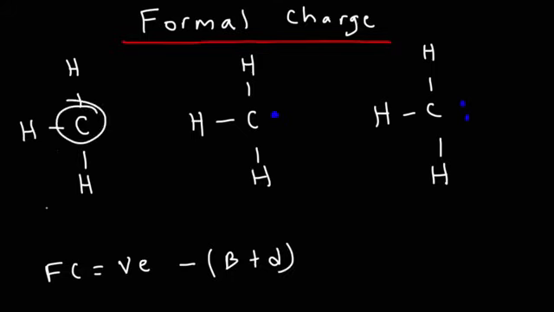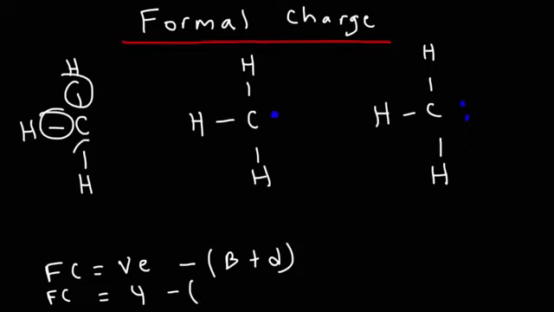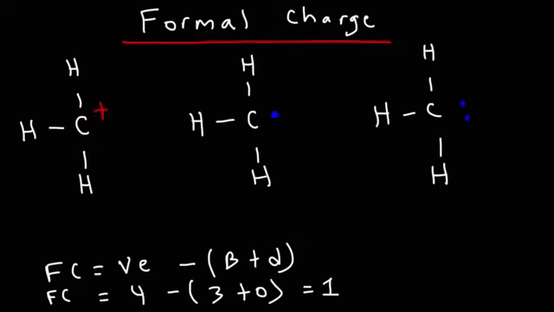So for the first example, carbon has 4 valence electrons. It's in group 4A of the periodic table. And in this example, it has 3 bonds, 1, 2, 3, and it doesn't have any dots around it. So 4 minus 3 is 1. So this particular carbon atom has a formal charge of +1. So we could say that it has a positive formal charge.